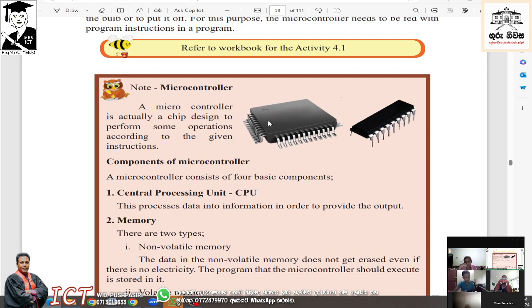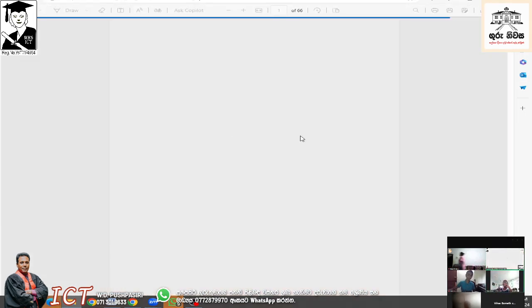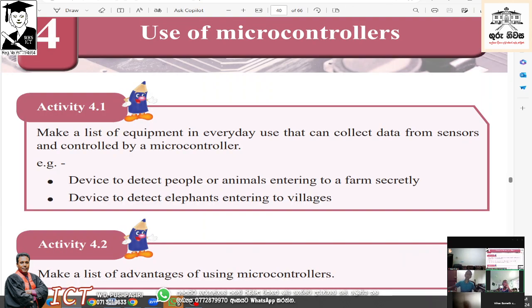Anyway, can you go ahead with the activity book? I just want to go ahead with the activity book. Can you do activity 4.1?